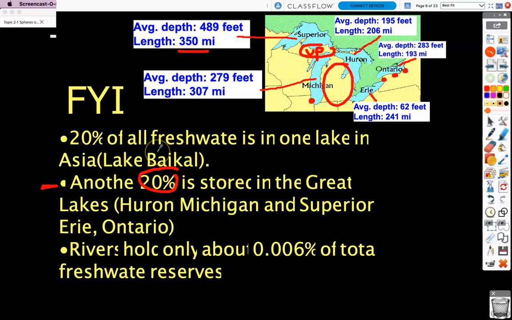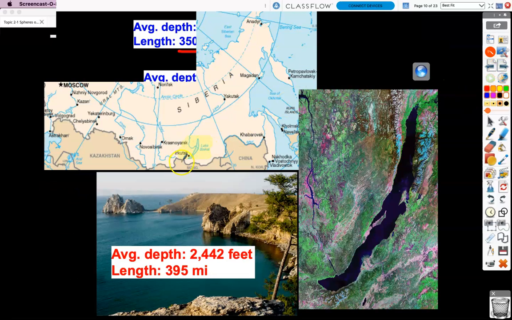Another 20%, or 1/5, of all the fresh water on Earth is in a lake in Asia. It's called Lake Baikal. And I'll show you a picture of that. So you're talking almost half, right? 40% of all the fresh water on Earth is in 6 lakes. Your 5 Great Lakes and your Lake Baikal over in Asia. This is a picture to show you where Lake Baikal is.